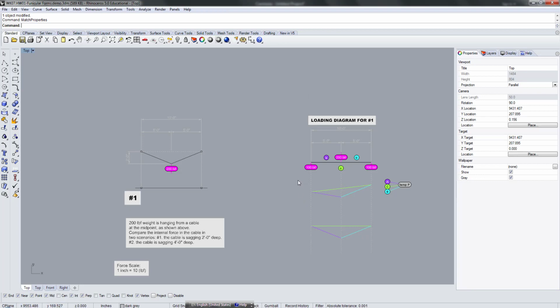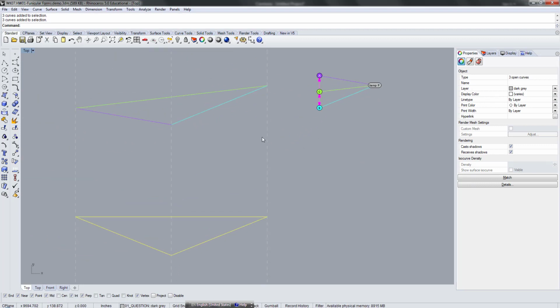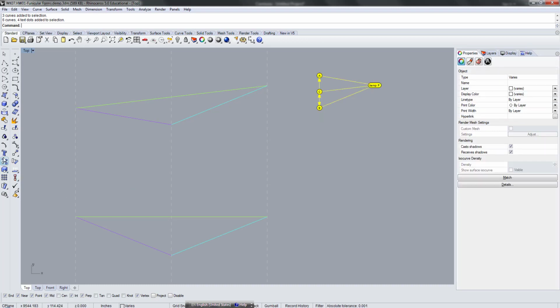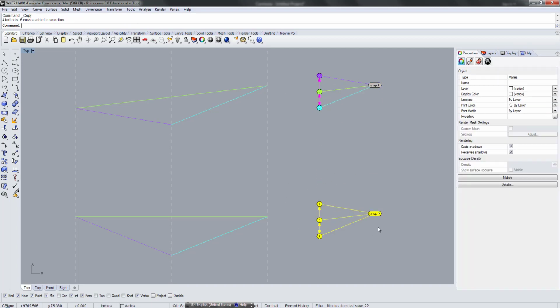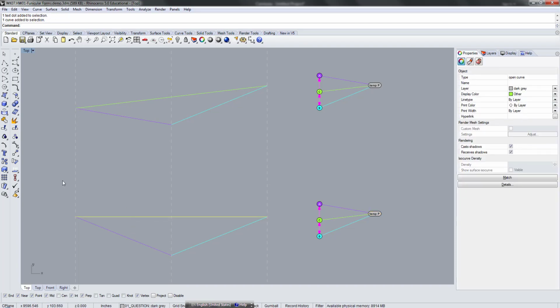So our force polygon, instead of looking like this, it should look like that, which matches exactly the form of the cable. And if I zoom in, what I need to do is to modify this force diagram and the position of point P to match this force polygon. So how do we do that?